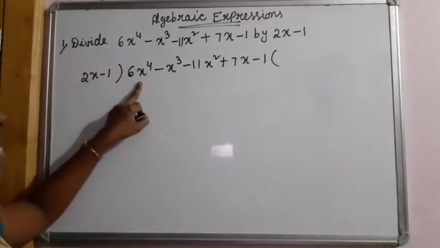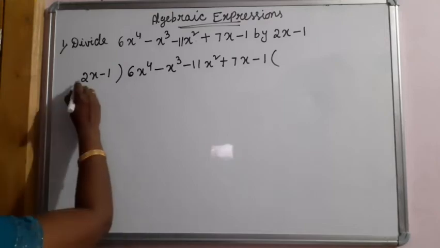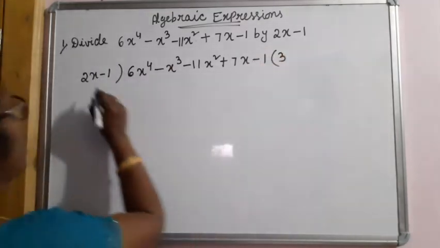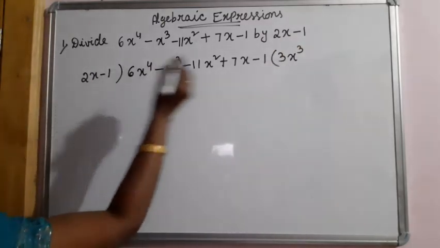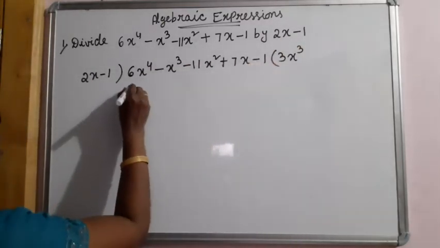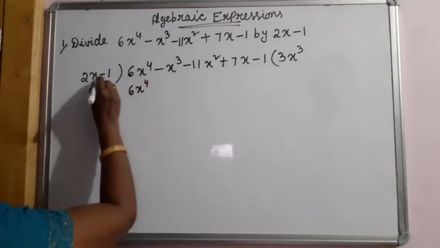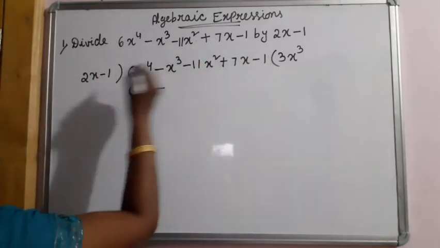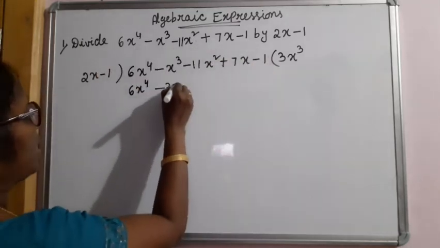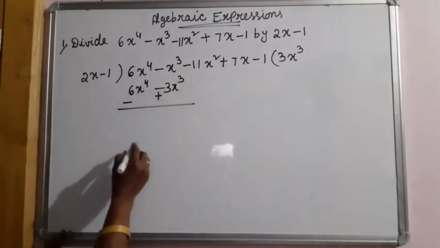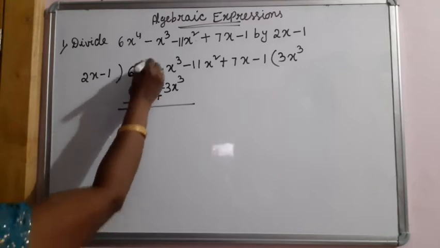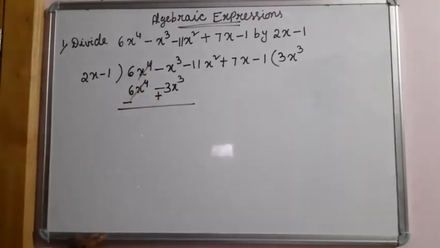Okay, here is 2x, here is 6x to the power 4. 2 3s are 6, so 3. X into x cube will be x to the power 4. So 2x into 3x cube is 6x to the power 4. Minus into plus is minus. 1 into 3x cube is 3x cube. When we subtract, these two signs will be changing. 6x to the power 4 minus 6x to the power 4 is cancelled.